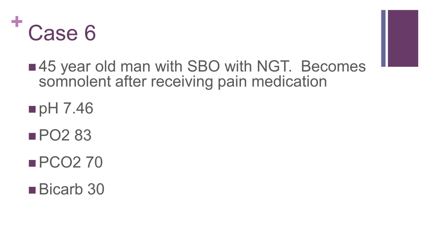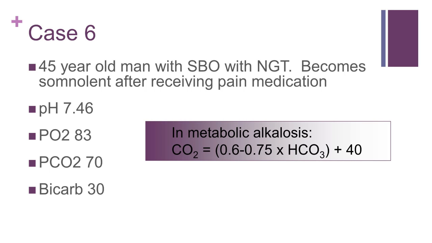Patients undergoing NG tube aspiration can be prone to metabolic alkalosis due to removal of hydrogen ions in gastric secretions. The next step for a metabolic alkalosis is to determine the respiratory compensation. The CO2 should be equal to roughly 0.7 times the bicarb plus 40. This would be about 60.